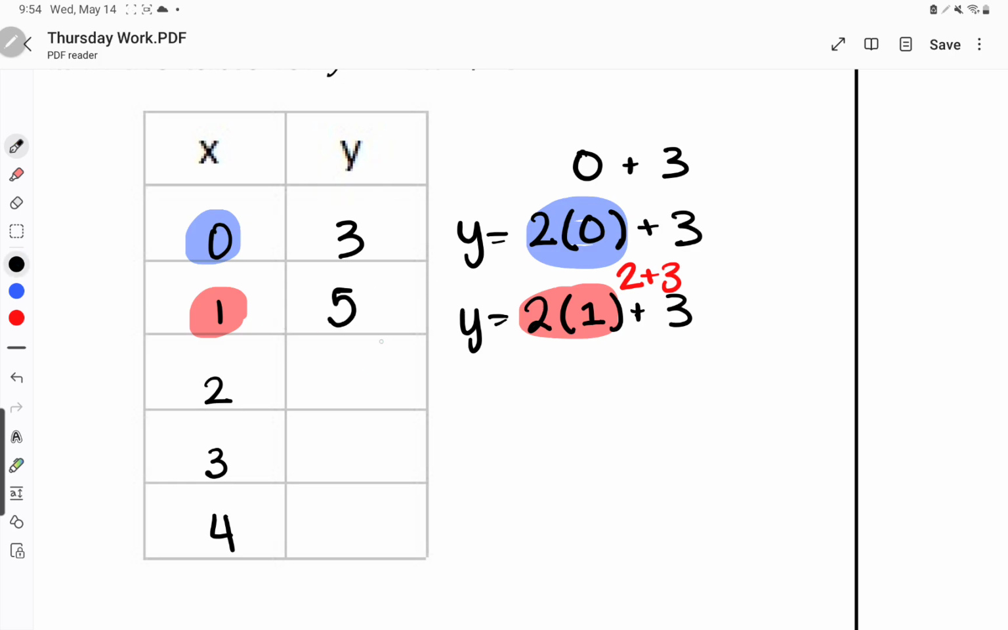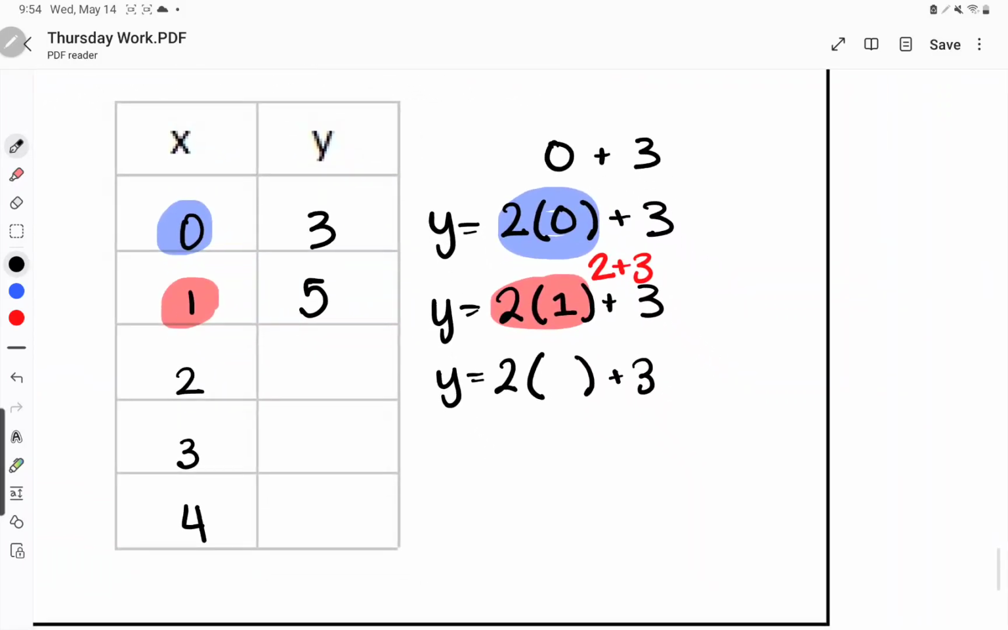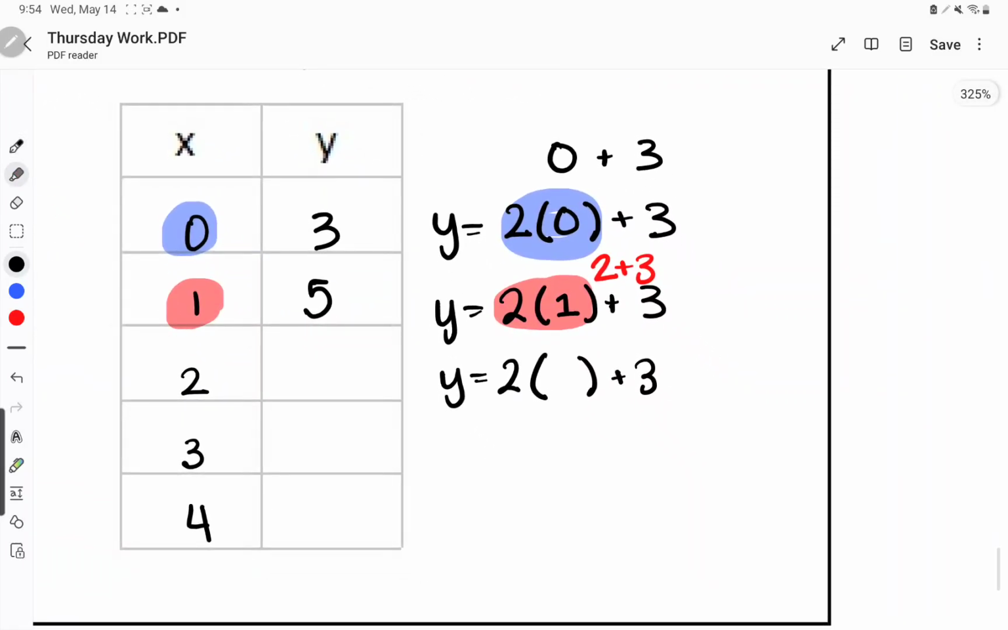Next one, I have y equals 2 times whatever my x is plus 3, based off of this equation right here, right? So in this case, what is my x? My x is 2. So in my little blank right there, I'm going to write a 2. We start with 2 times 2. And what's 2 times 2? 2 times 2 is 4. And then I still have my little plus 3 right here, so I'll write plus 3. And then what's 4 plus 3?